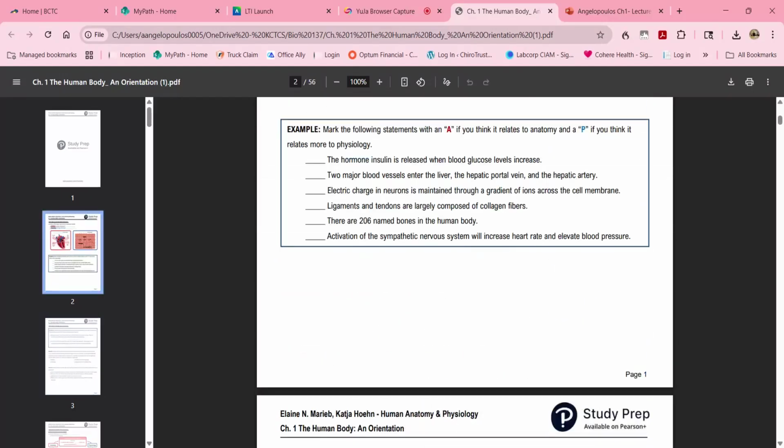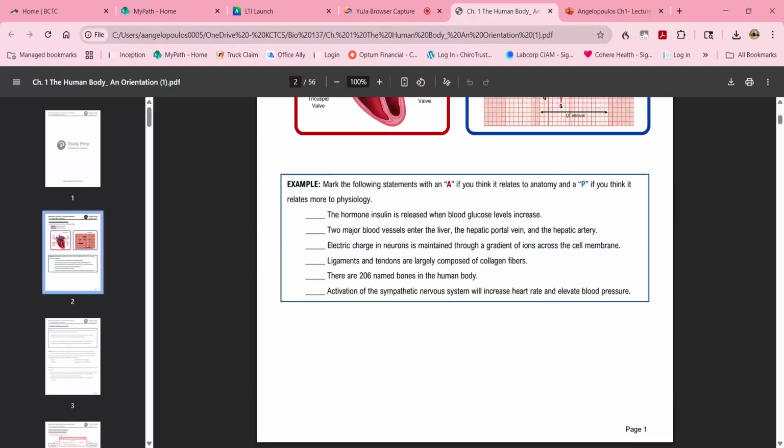So let's look at this here. These are some examples, and that way we can give you some examples to try it out. The hormone insulin is released when blood glucose levels increase. All right, so it's a hormone, insulin. We can't see any body parts, and it's what's happening because of the release. So this would be more of a physiology, okay?